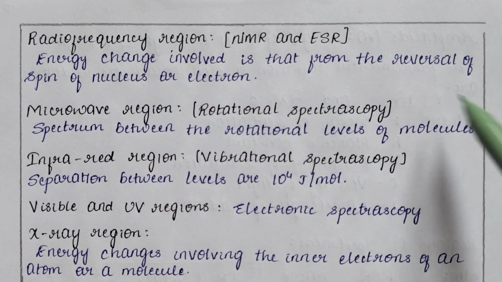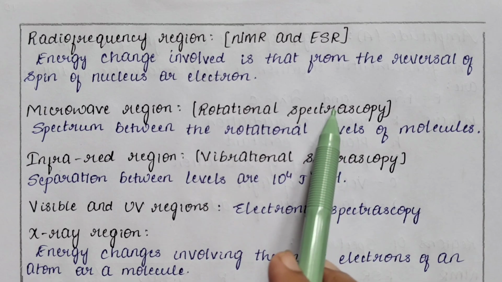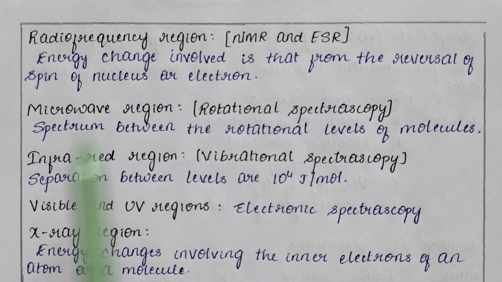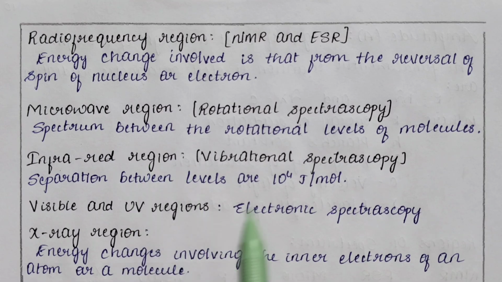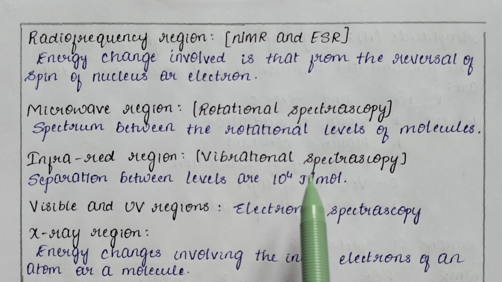which is involved in the transition. And the microwave region, which is used in rotational spectroscopy, here the spectrum between the rotational levels of molecules is measured. And when it comes to the infrared region, which is used in vibrational spectroscopy, the important point is the separation between the levels, that is, the energy level is 10 raised to the power of 4 joule per mole.